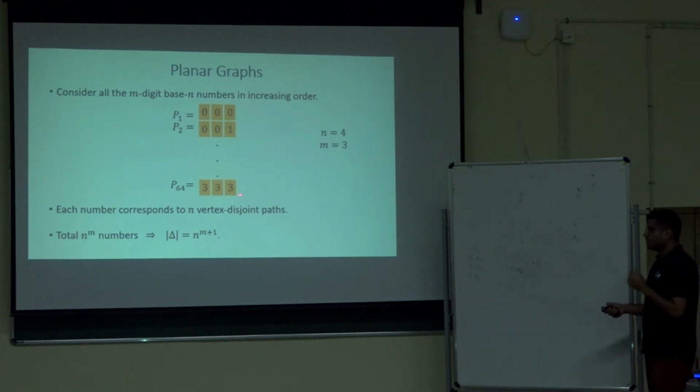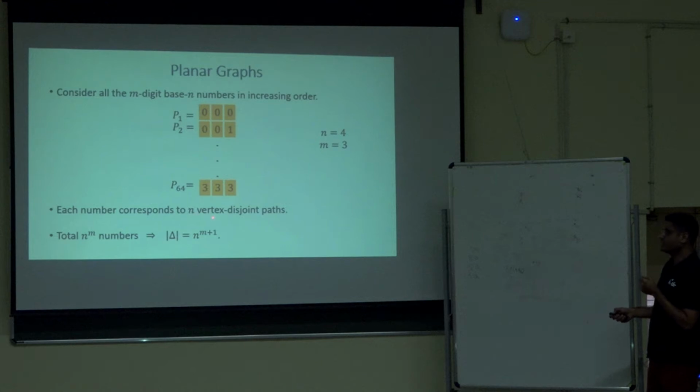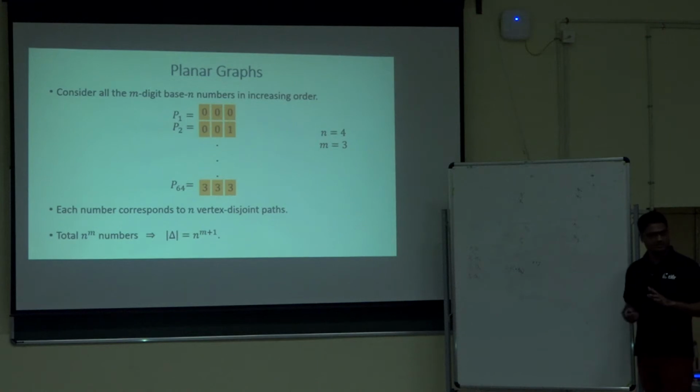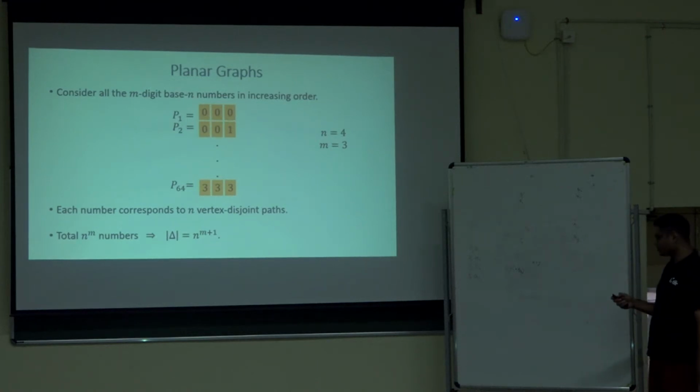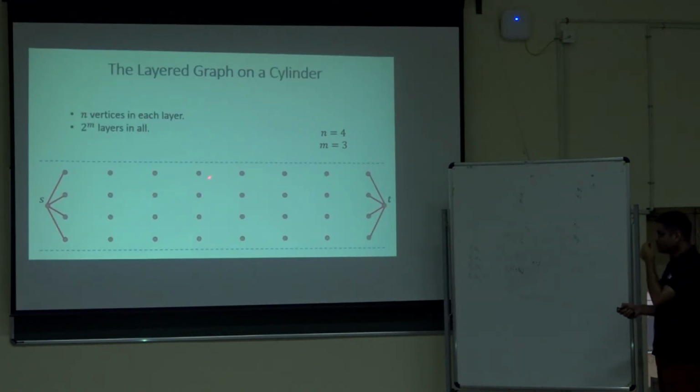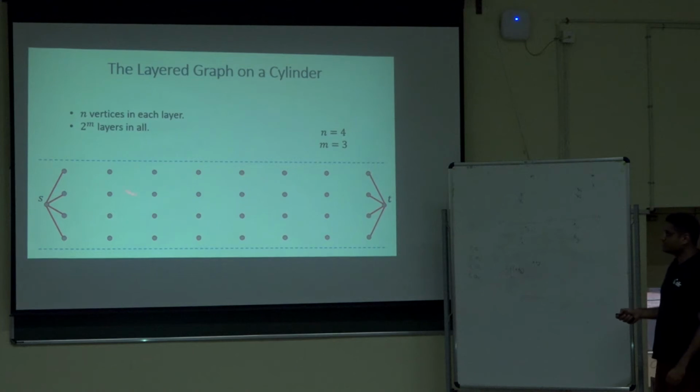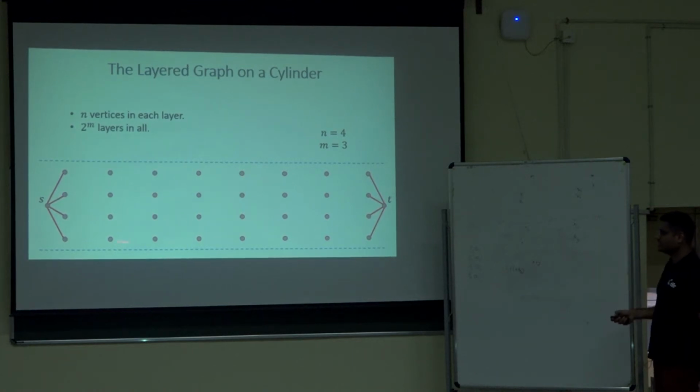Okay. What we show is that each number over here corresponds to n paths, and since there are a total of n raised to m numbers, there will be n raised to m plus 1 paths. So how does each number correspond to a path? Now imagine these paths are drawn on a cylinder. Let me explain. I haven't explained the graph.